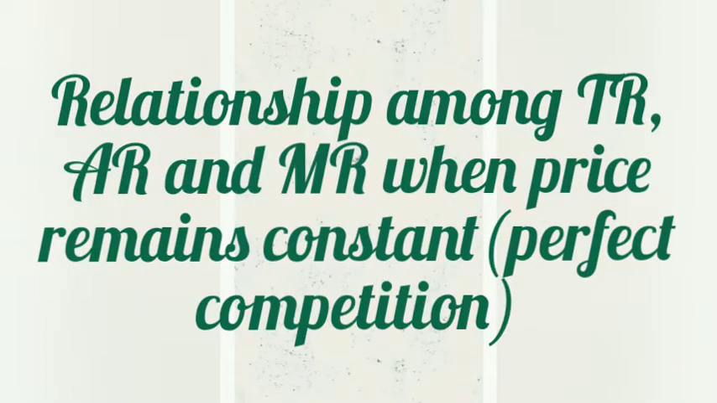There are two types of relationship among these types of revenue. The first is when the price remains constant. The other is when the price falls. First, let us see when the price remains constant. We also call this perfect competition. More about perfect competition we will see in another chapter known as market forms. We can understand more about the relationship of these three types of revenue with the following example.